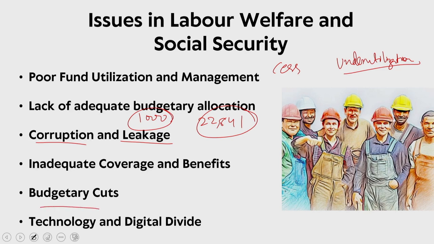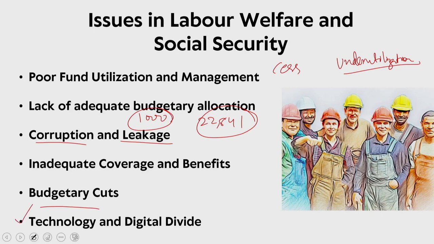The reduction in budgetary allocation, especially for schemes like the Mahatma Gandhi National Rural Employment Guarantee Act, suggests a lack of prioritization for social welfare and rural employment generation. And finally, I would go with this as one of the most significant issues in labor welfare and social security, which is nothing but the technology and digital divide.